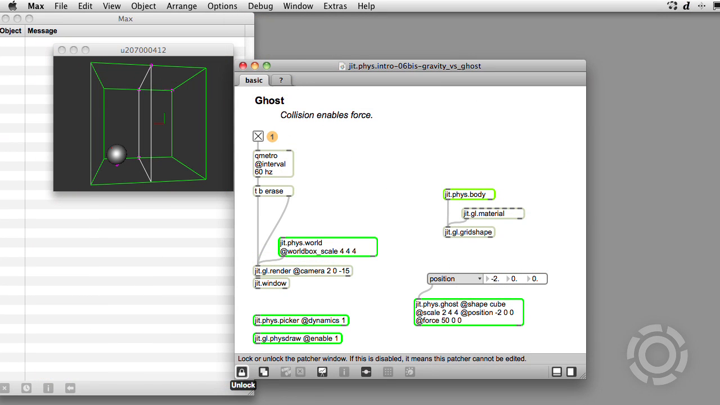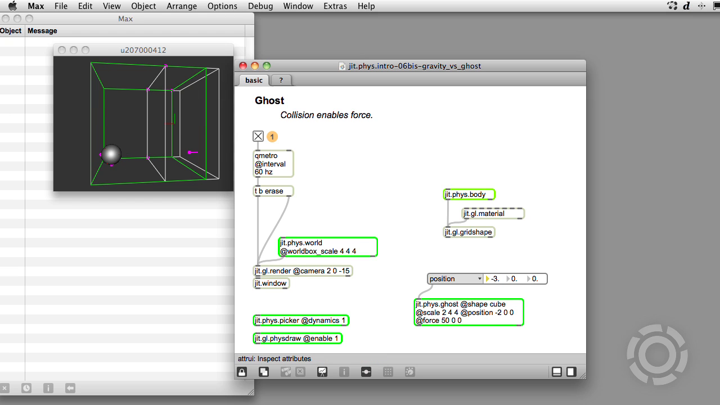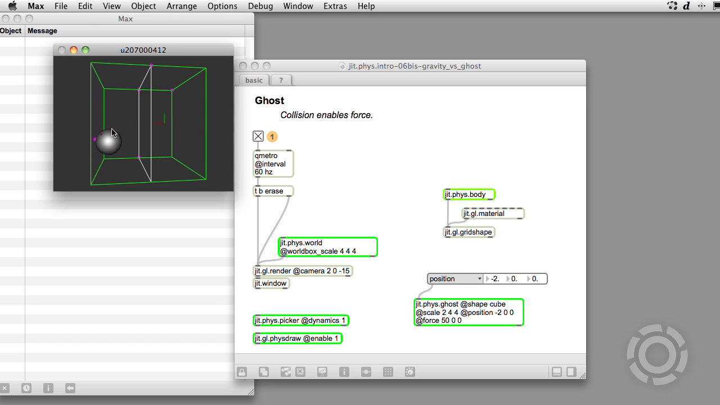Gravity acts throughout the world, but you can also set up forces that act only in a specific area, like a force field. To do this, put a jit.phys.ghost in your world. The ghost has a collision shape and a force. Any bodies inside the collision shape are acted upon by the force. Here's a ghost on the right side of the world box, pushing strongly to the left.